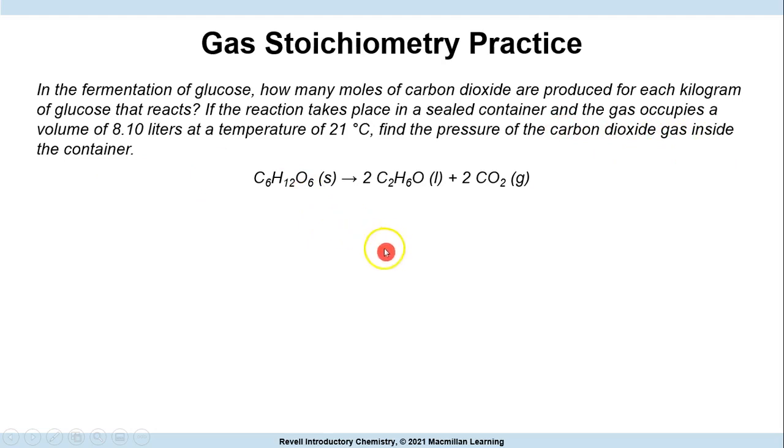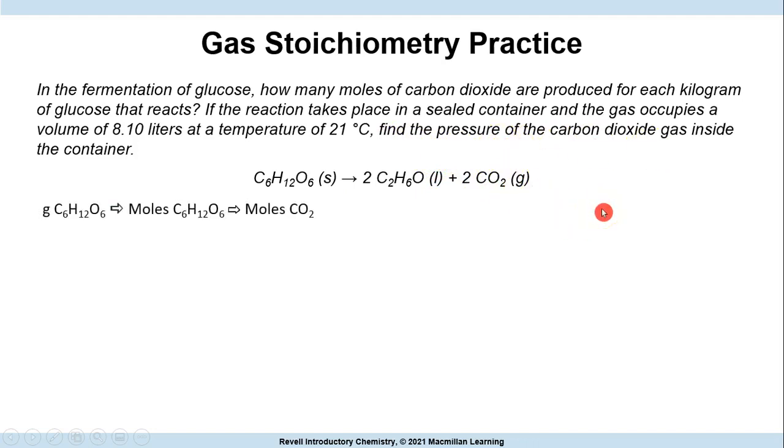Now let me give you the procedure again. We are going to use the kilograms here and convert them to grams. From the grams, we are going to use the molar mass of glucose to convert to moles of glucose. From the moles of glucose, we are going to use the balanced equation to convert to moles of carbon dioxide. After obtaining our moles of carbon dioxide, we are then going to use the ideal gas law to find the pressure of the carbon dioxide.